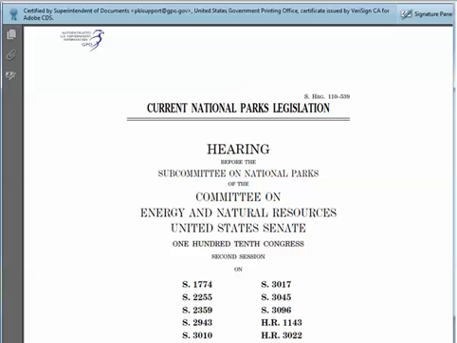And while there is a very tiny hearing number on the cover of this hearing, hearings tend to be referred to by their titles, the names of the committees that hold them, and their dates.